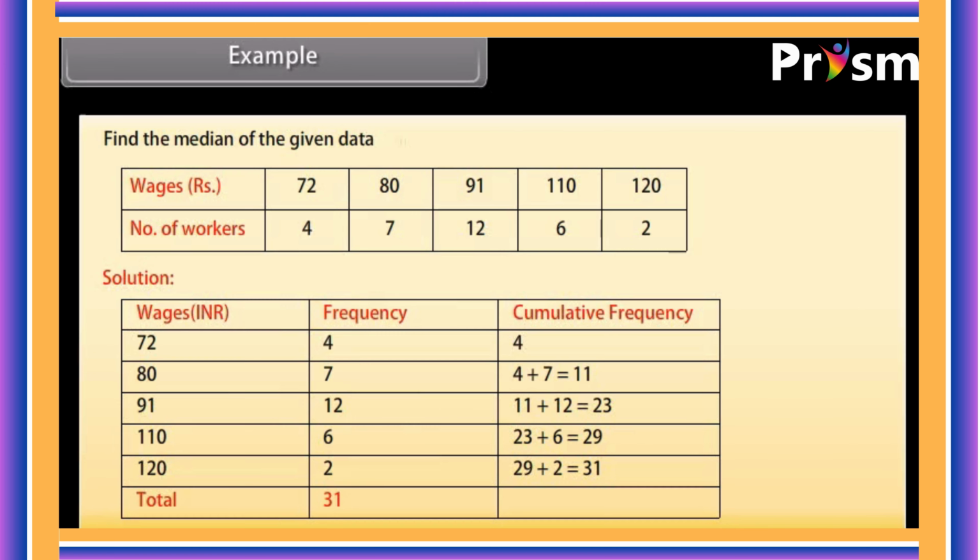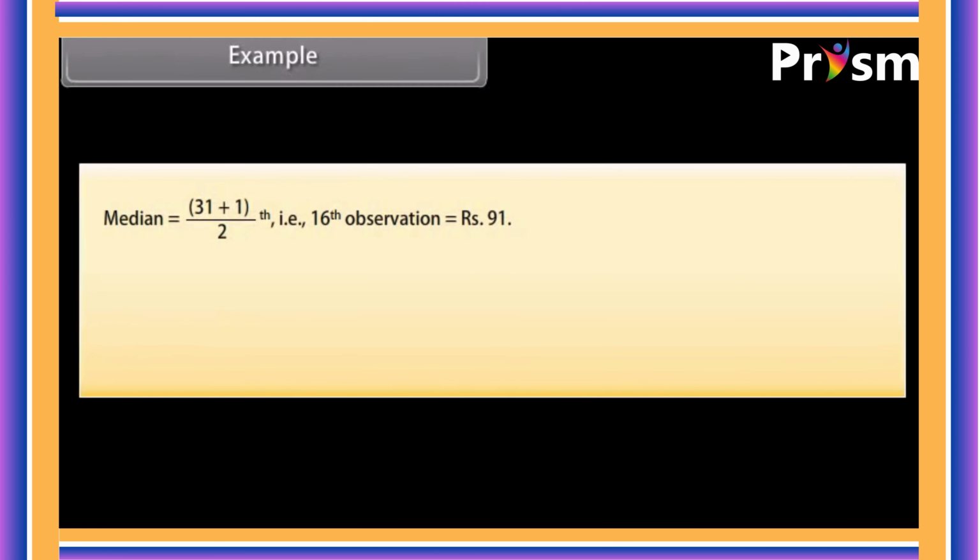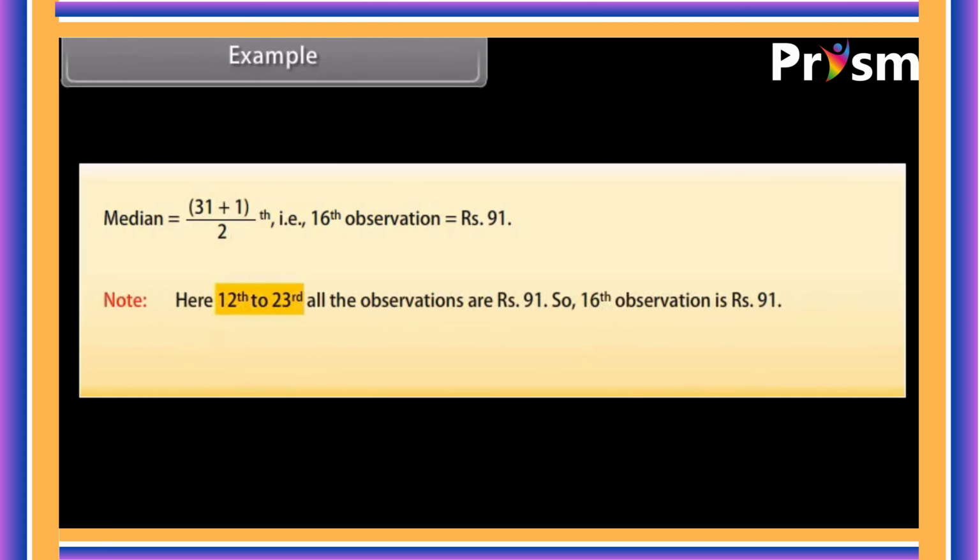In the third column, we have found the cumulative frequency for each wage by adding the previous frequency to the current frequency. After that, we have found the median, which is the (31 plus 1) by 2th, that is 16th observation, which equals rupees 91. Here 12th to 23rd, all the observations are rupees 91. So, 16th observation is rupees 91.